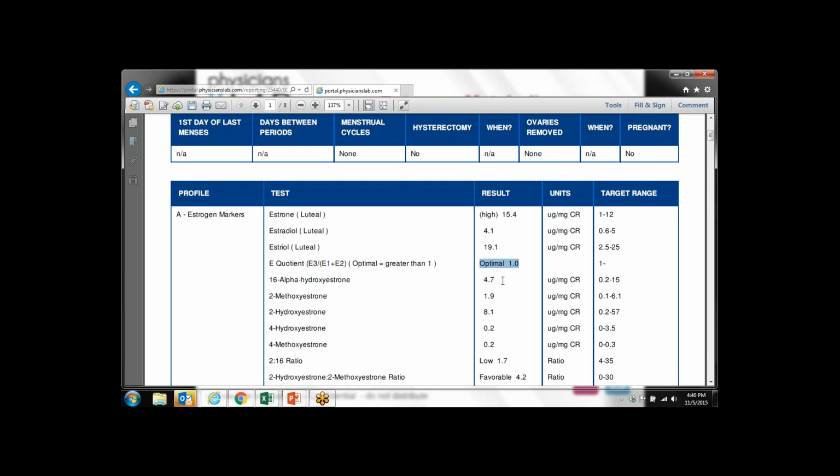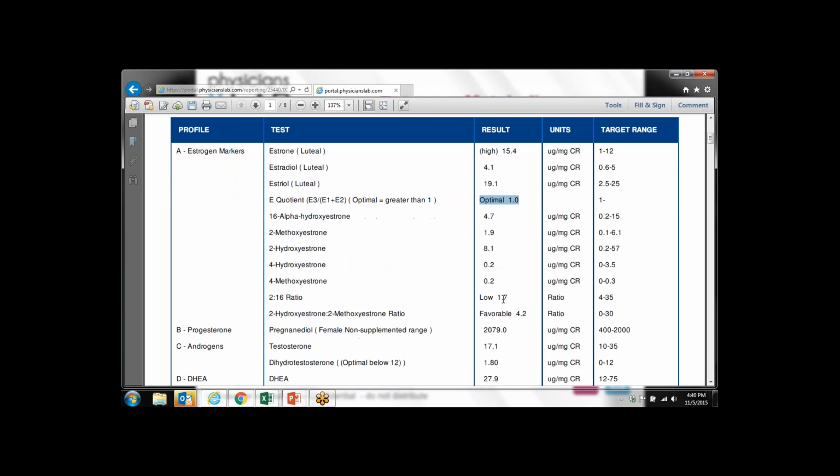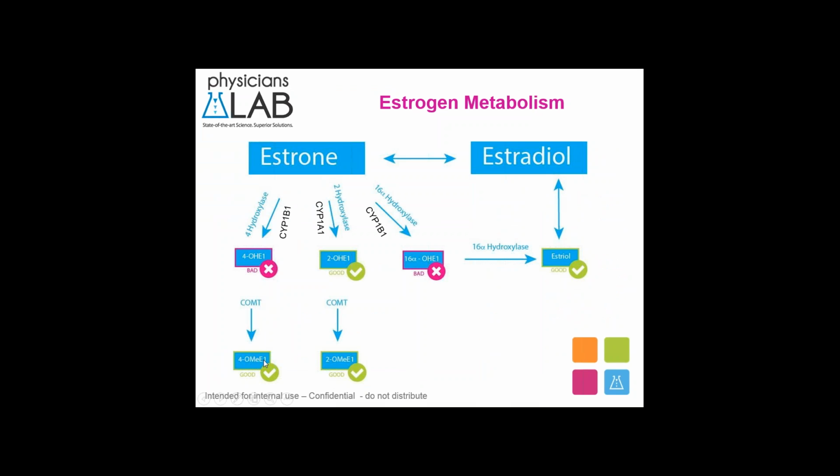So 16-alpha-hydroxyestrone has this nature about it that it converts to estriol, which then competes with 16-alpha-hydroxyestrone to prevent the estrogen-dominant effects of 16-alpha-hydroxyestrone at the receptor. So that is basically that whole cycle.